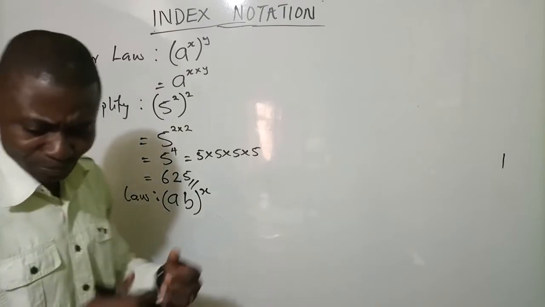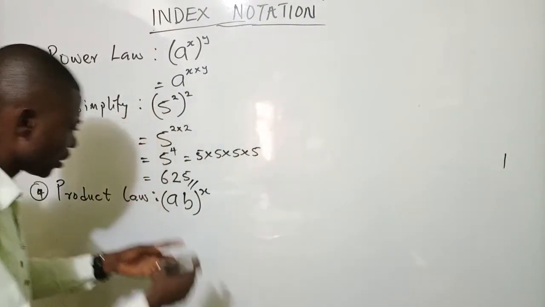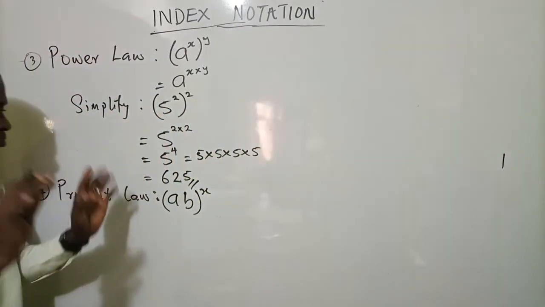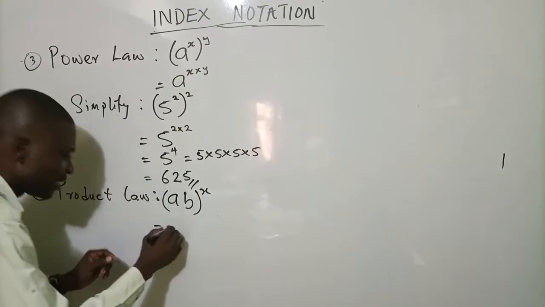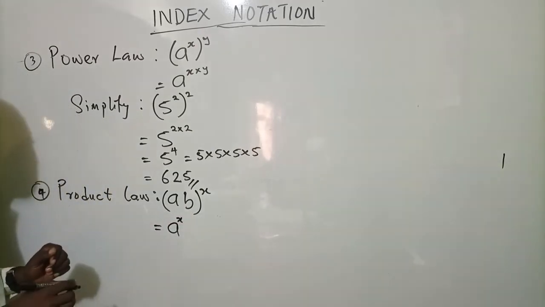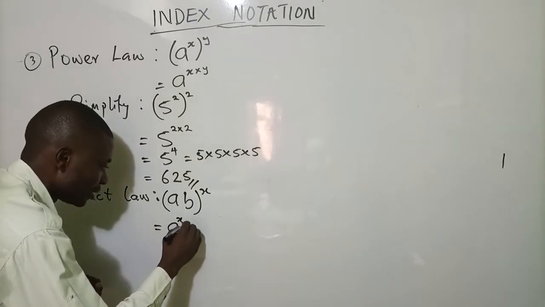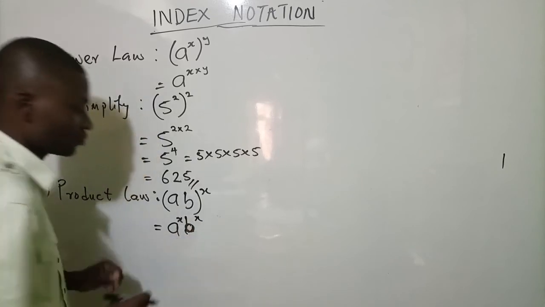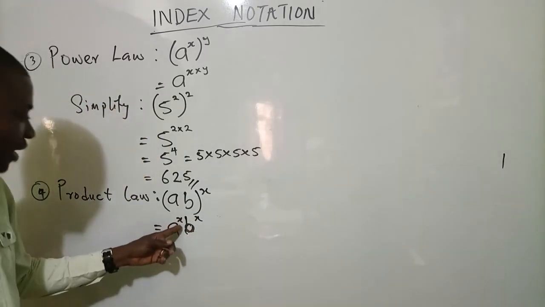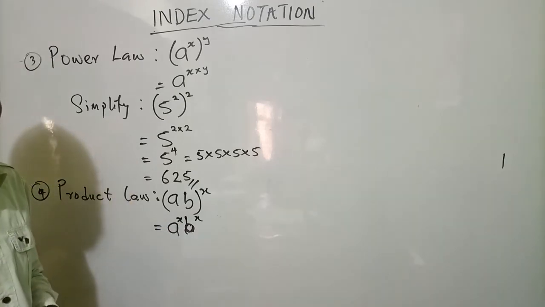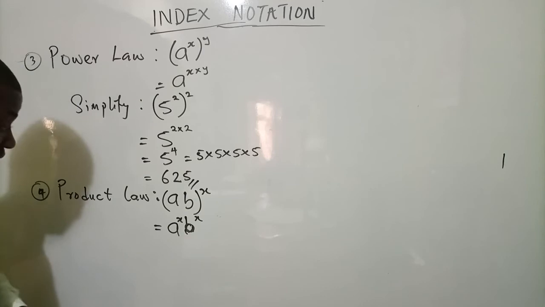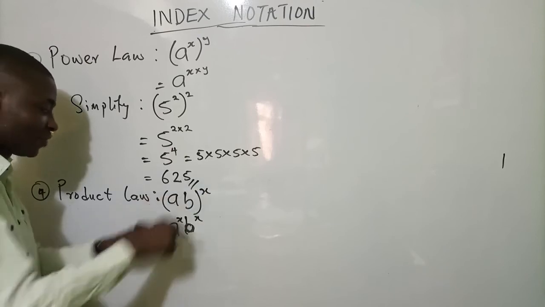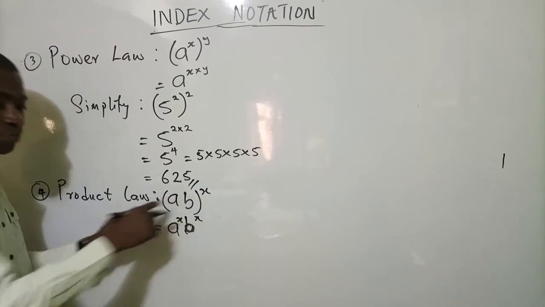The product law states that A, B, you are going to handle them independent of each other. That means this is the same thing as saying A raised to the power of x, B raised to the power of x. It means that you are going to apply the power to A, and also do the same to B.